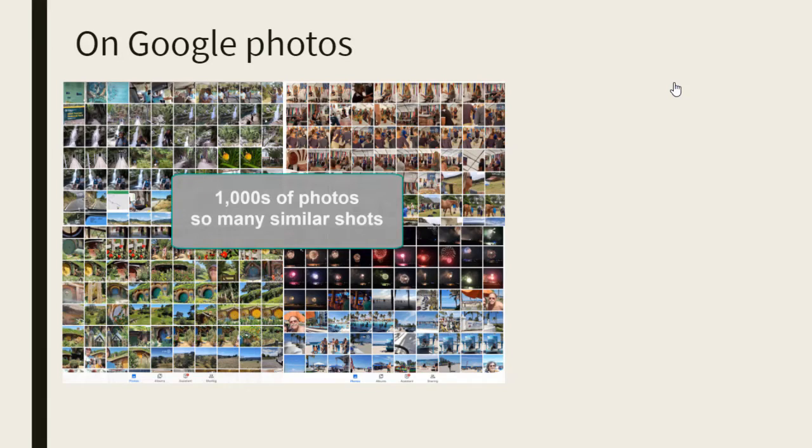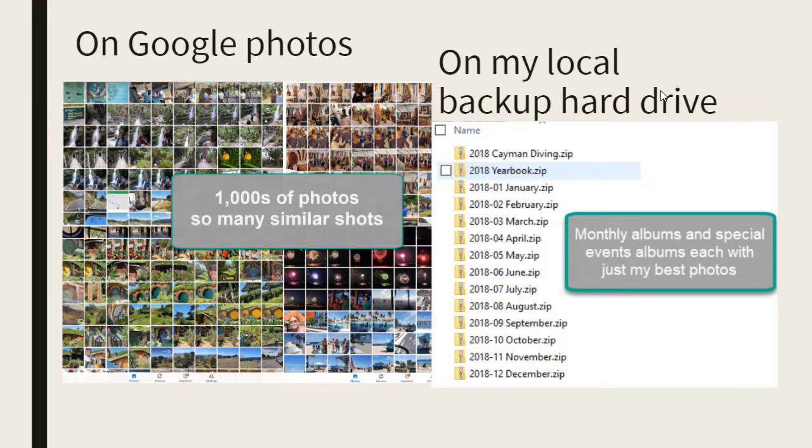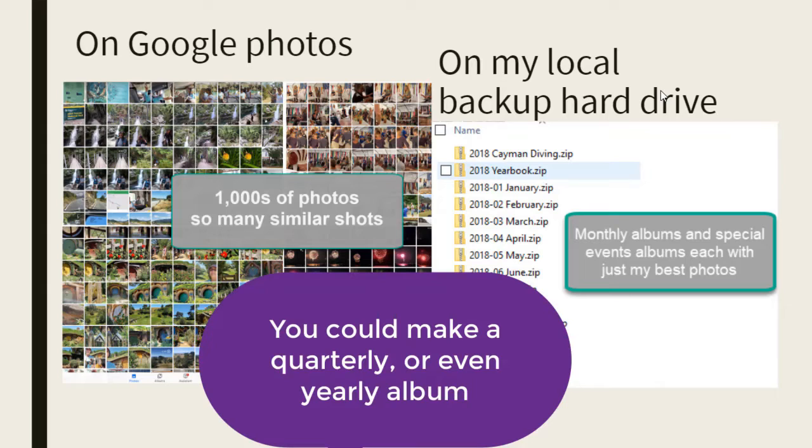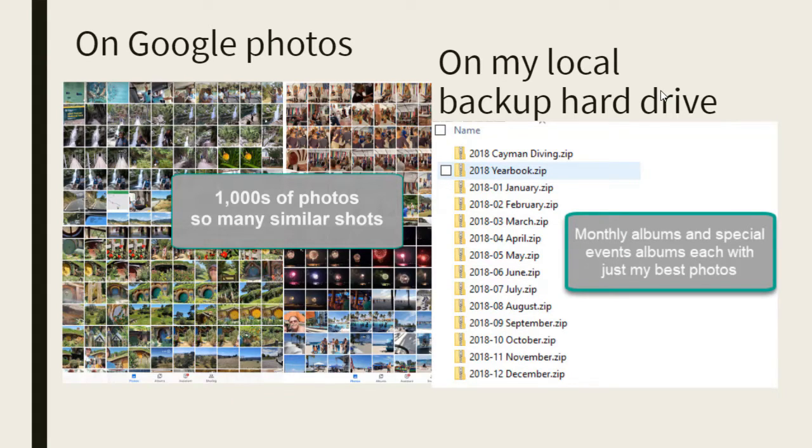But here's the deal. On Google Photos, it stores all of my photos. I have thousands and thousands and so many similar shots. I don't need to have all of those. I don't want to have all of those on my hard drive. I have a plan of making a monthly album of just my best shots, and those albums I do download from the cloud in Google Photos to a backup hard drive on my computer. Let me show you how.